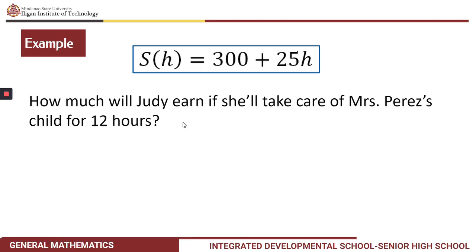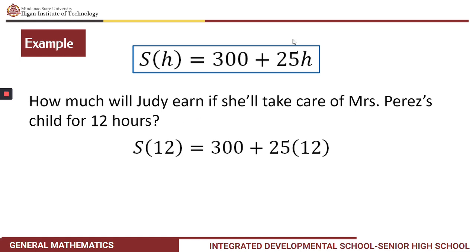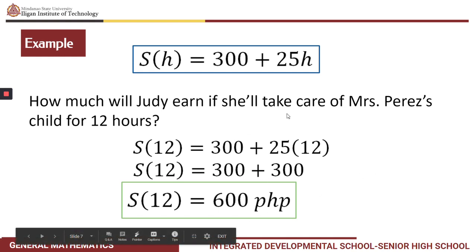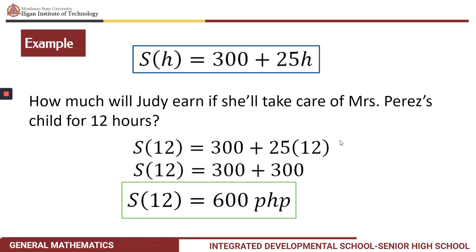Simple. You just have to substitute 12 for H. So we have S of 12 is equal to 300 plus 25 times 12. And if you solve that accordingly using JAMDAS, you'll get 600 pesos. So Judy will be getting 600 pesos if she will take care of Mrs. Perez's child for 12 hours. So, easy lang, no? It's simple. Let's try another example.